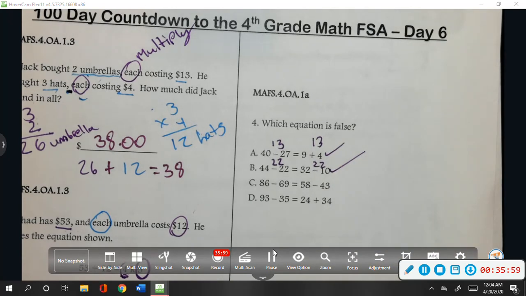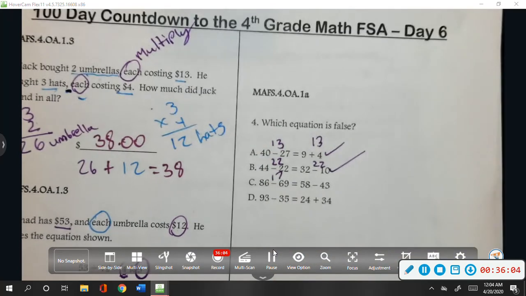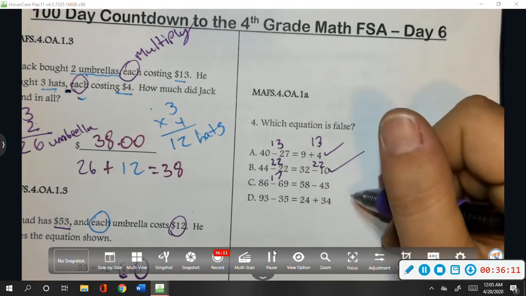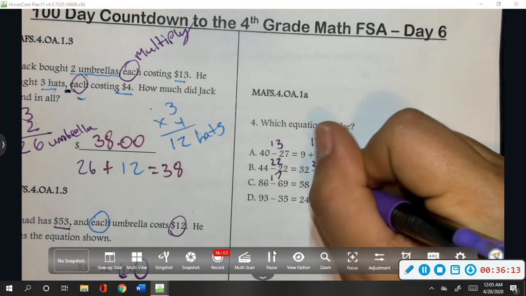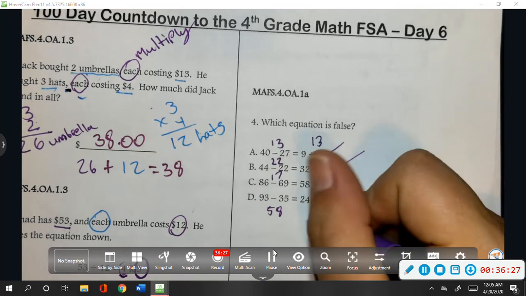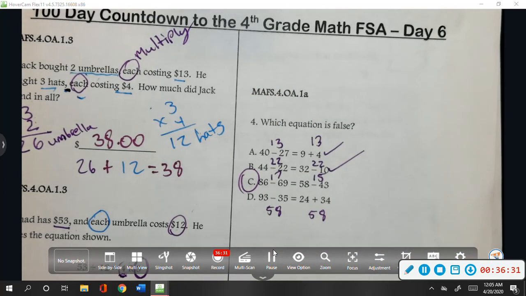86 minus 69 is 17. And then 58 minus 43, that's 15. I think we found one that was wrong. Let's make sure my mental math isn't wrong. Let's look at D real quick. 93 minus 35 is 58. And then 24 plus 34 is 58. So your answer is C.